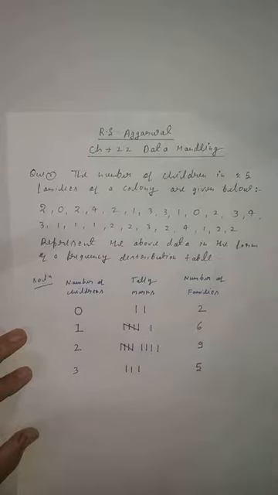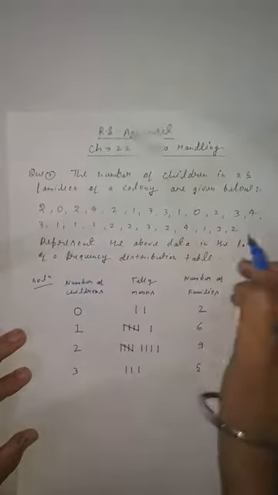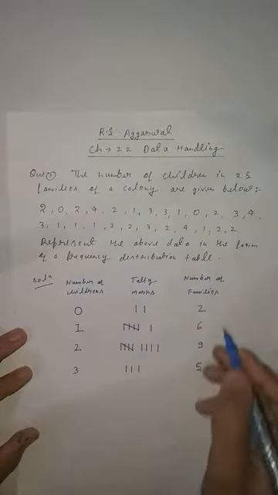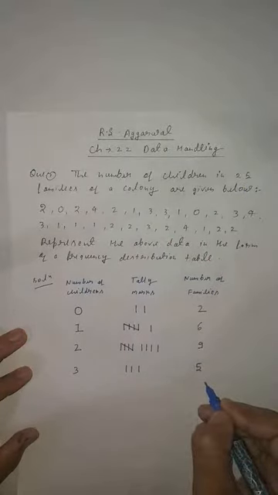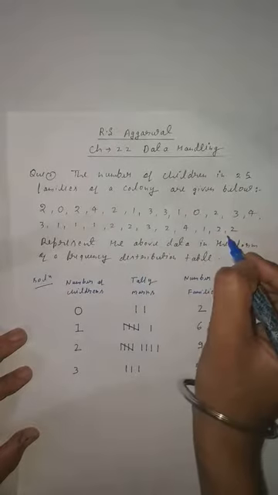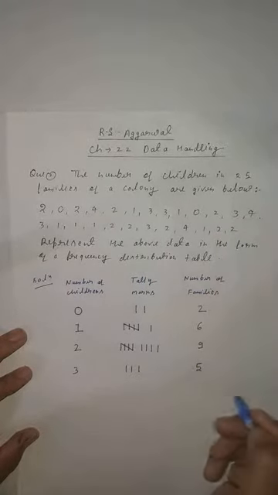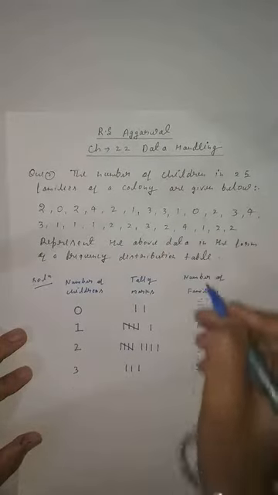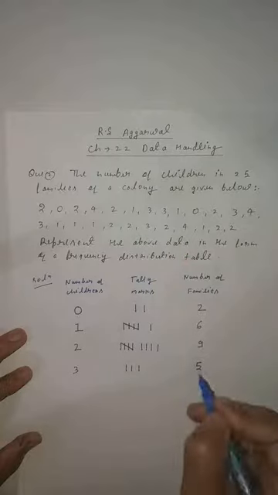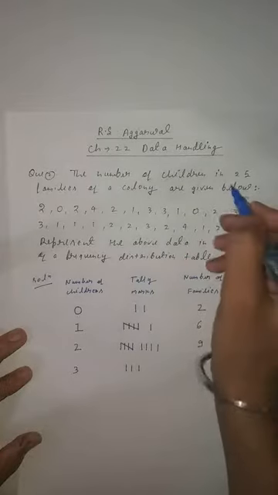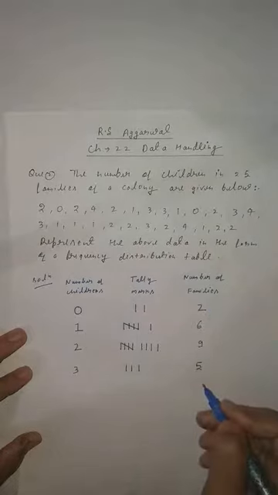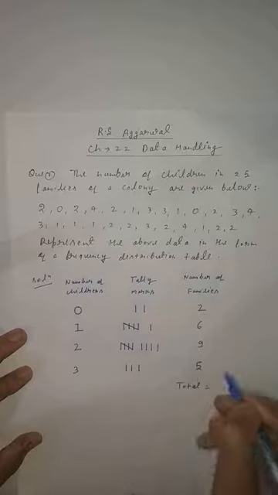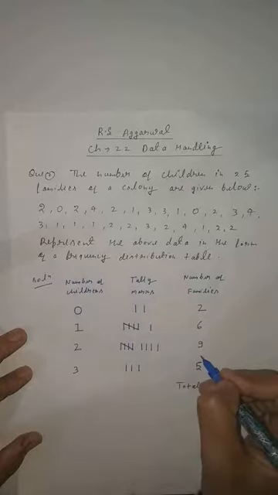One important thing, students: there are 25 families in total, so the total number of families here should also be 25. The data is given for 25, so the total must also be 25. This is natural. If the totals are not equal, it means your solution is incorrect, so always check it. Write down total and count it: 6 plus 2 is 8, 8 plus 9 is 17.